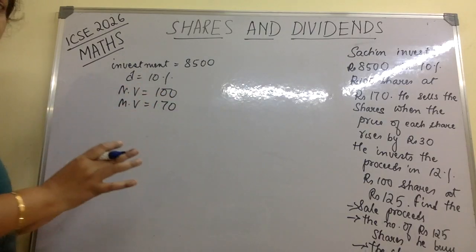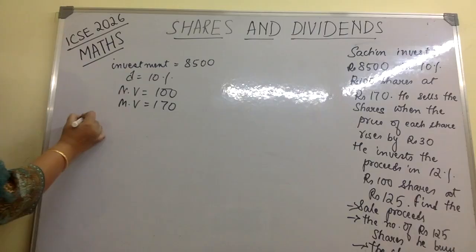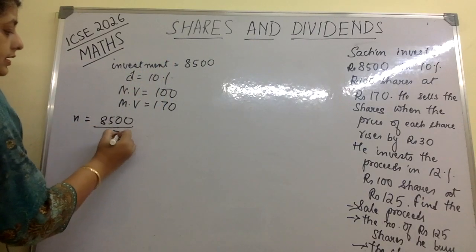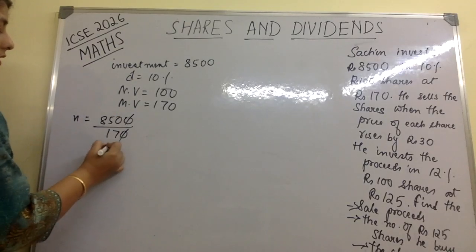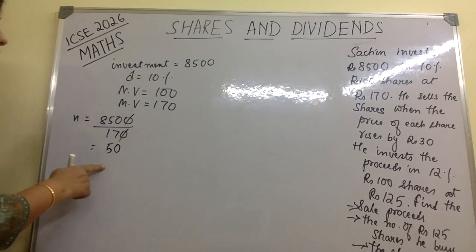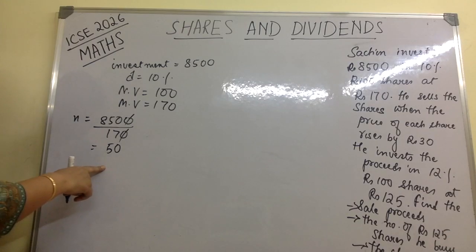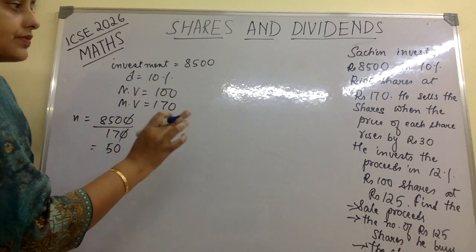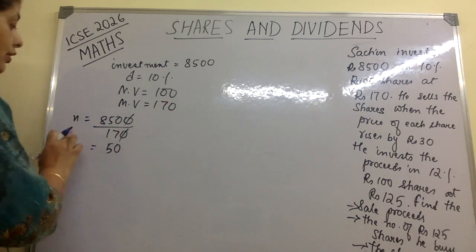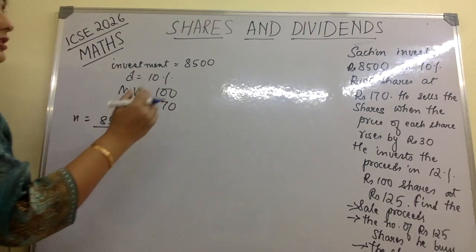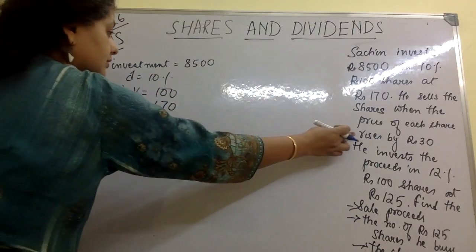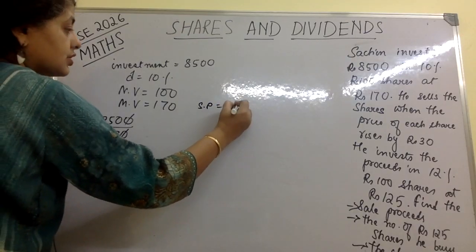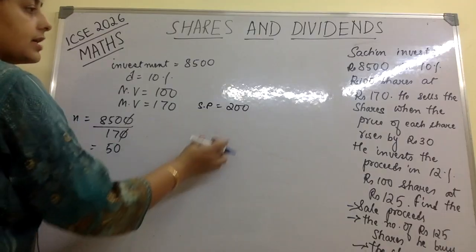how many shares did he buy? Let's see that. How many shares did he buy? This is the total investment, and here is 170. So this is 50. He bought 50 shares. Okay. So number of shares we got is 50. He sells the shares when the price of each share rises. So we now have the number of shares. He sells them when the price of each share rises by 30, means now his selling price becomes rupees 200, means from 170 it became 200.